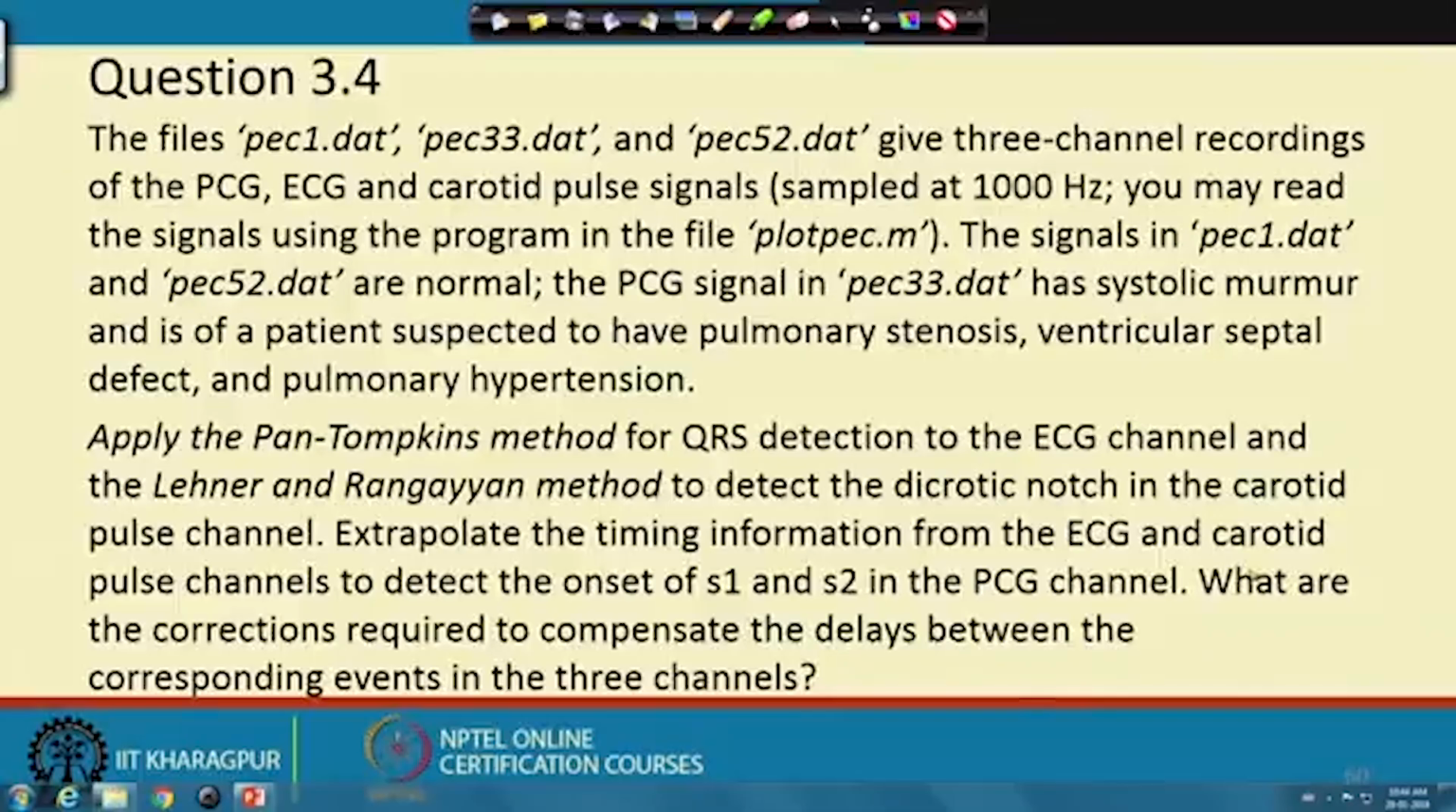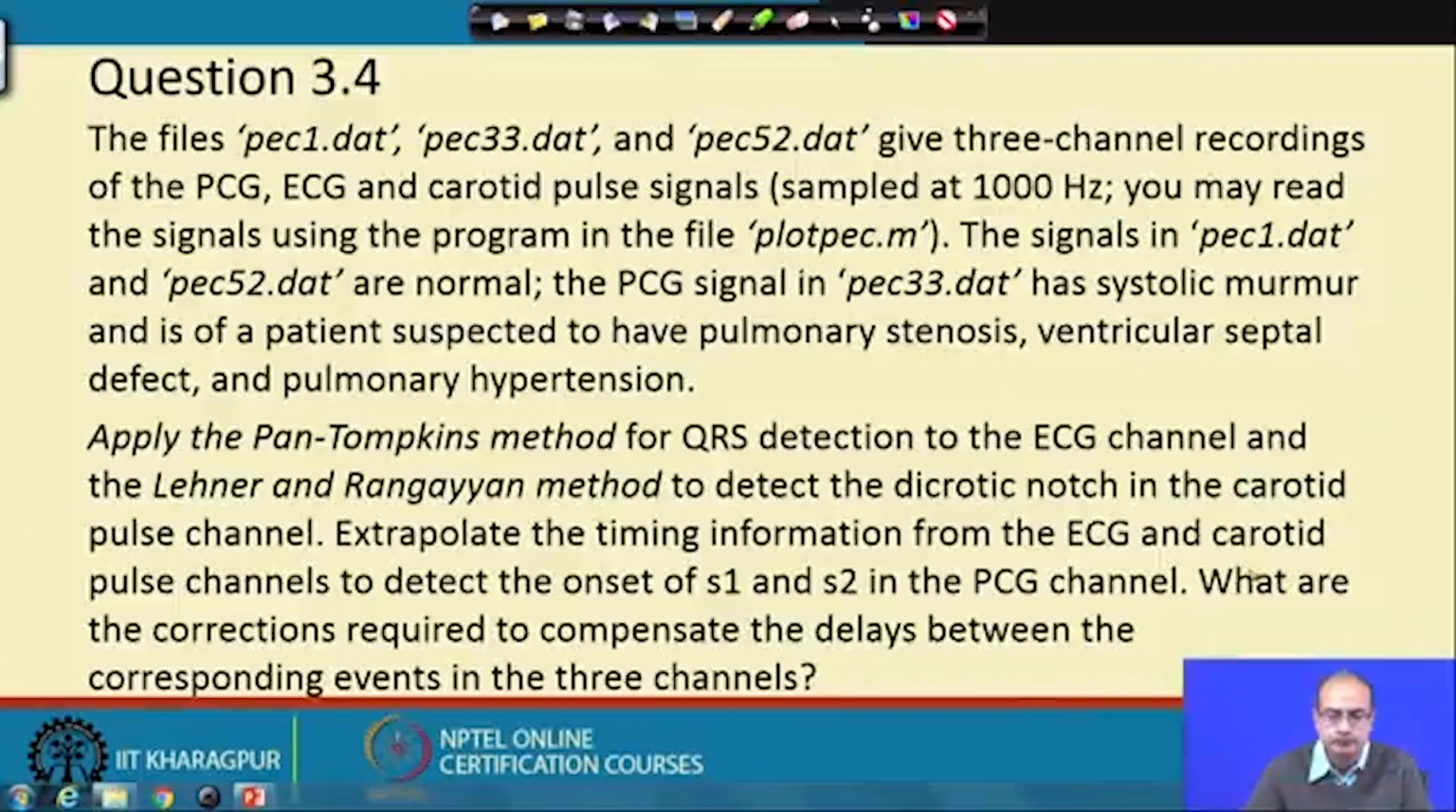We start now the fourth question of tutorial 3. Here we deal with the PCG signal, or phonocardiogram. Three recordings of PCG signals are given, and each of them is a 3-channel recording, sampled at 1000 hertz. Out of these, the first 2 are normal, the third one is suffering from systolic murmur.